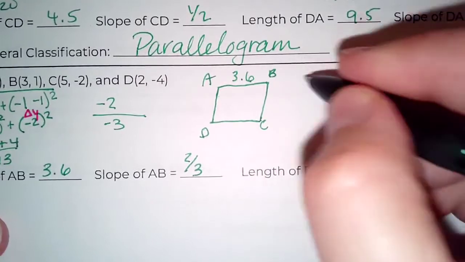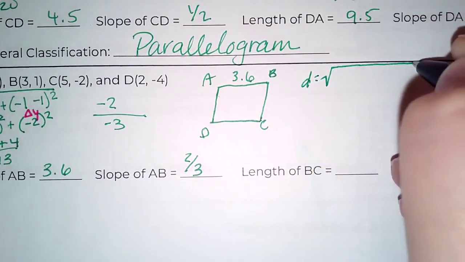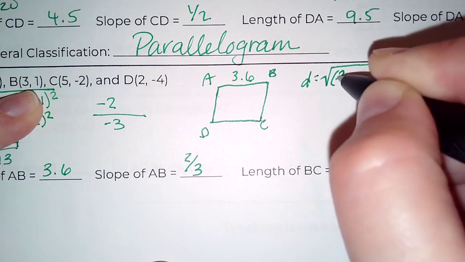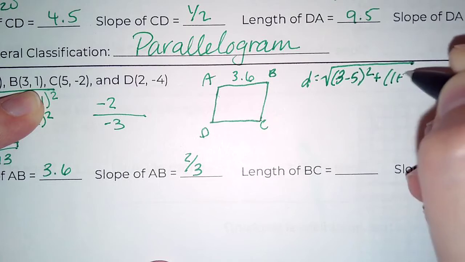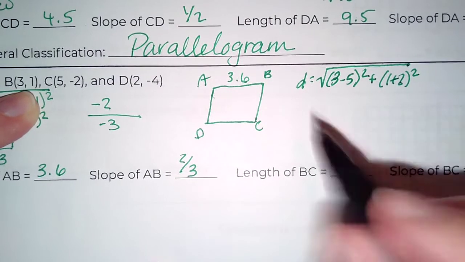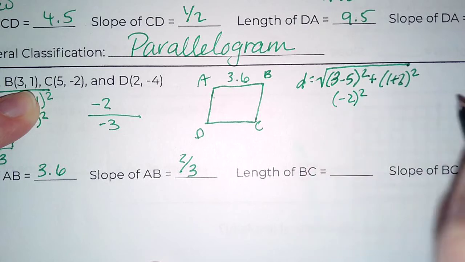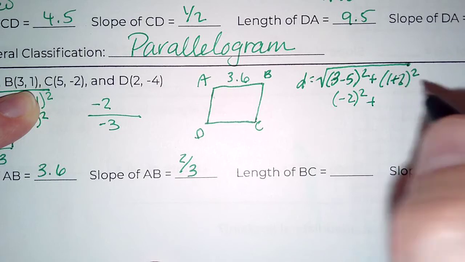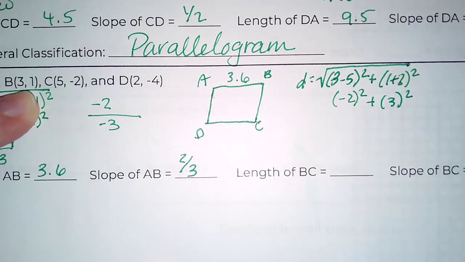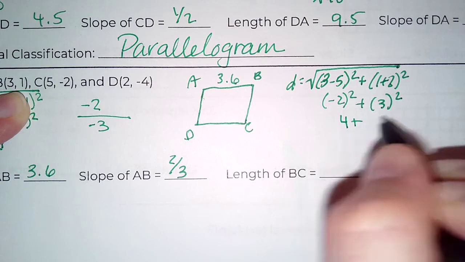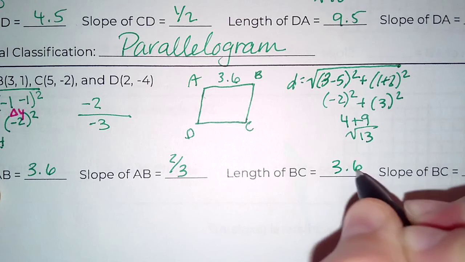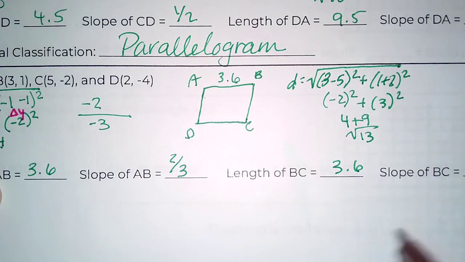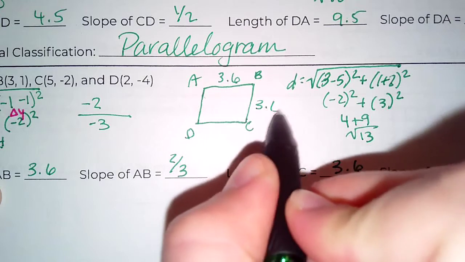BC, distance. 3 minus 5 squared plus 1 minus negative 2, so 1 plus 2 squared. 3 minus 5 is negative 2 squared, plus 1 plus 2 is 3 squared. So this is 4 plus 9, square root of 13, which we already calculated, 3.6. So we know that BC is 3.6.